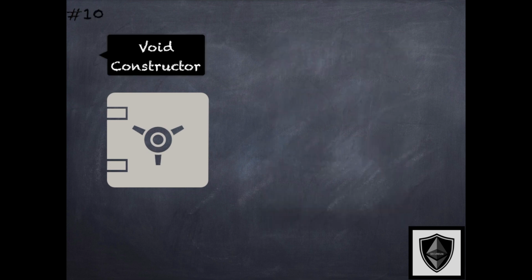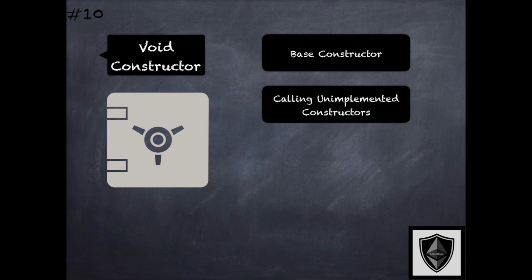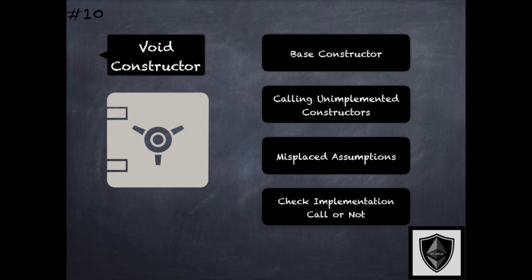There's a security concern related to void constructors, and what this means is that if a contract derives from other contracts and then it makes calls to the constructors of base contracts, assuming they're implemented, but in fact they are not, then this assumption leads to security implications. So the best practice is for derived contracts to check if the base constructor is actually implemented and remove the call to that constructor if it is not implemented at all.